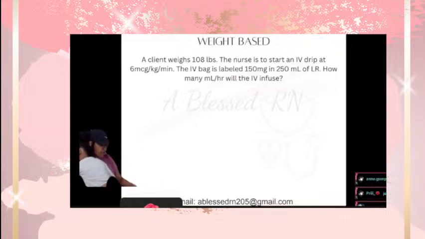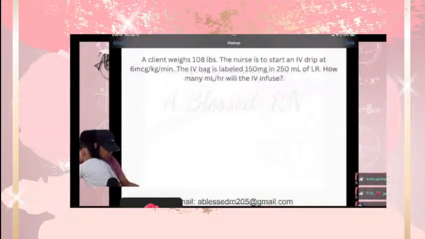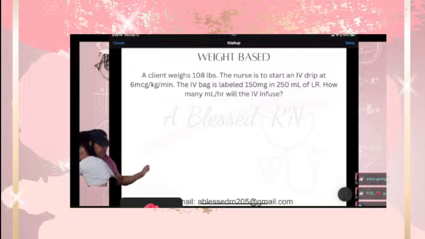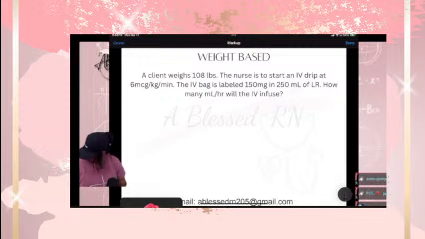All right, so weight-based. A client weighs 108 pounds. The nurse is to start an IV drip at 6 micrograms per kilogram per minute. The IV bag is labeled 150 mgs and 250 milliliters of lactated ringers. How many milliliters per hour will the IV infuse?